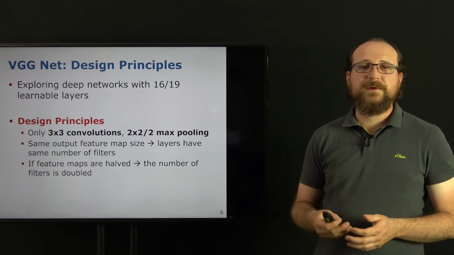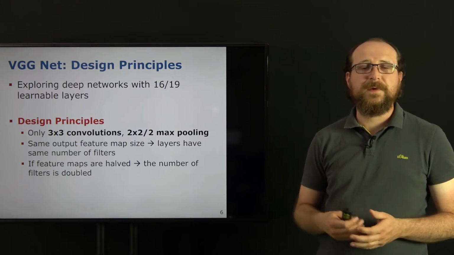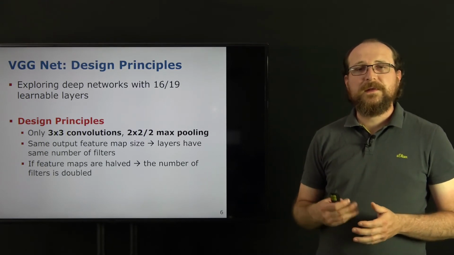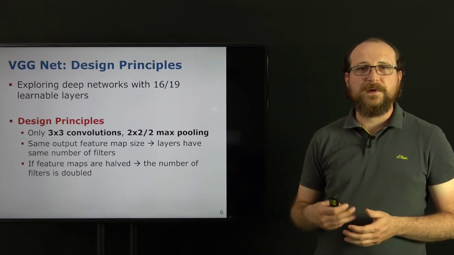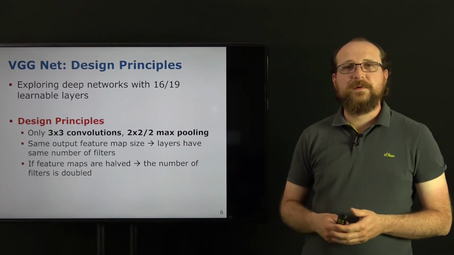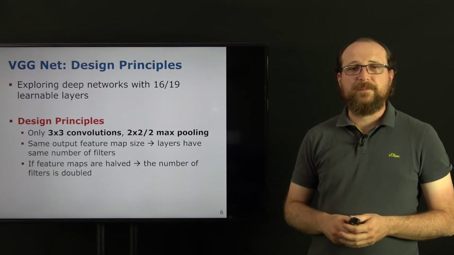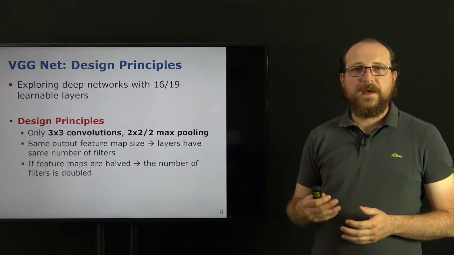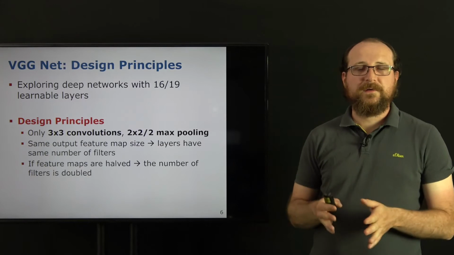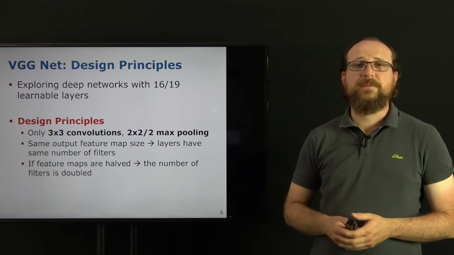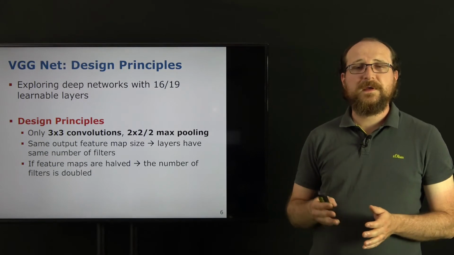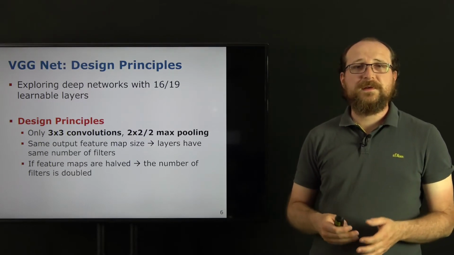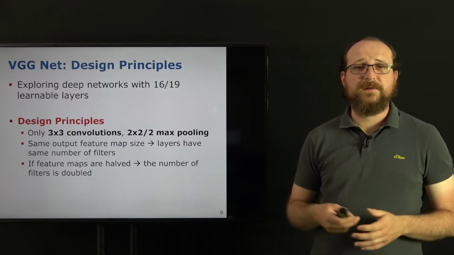And one design principle that they followed here was that for the same feature map size, so after or before a max pooling operation, the layers always have the same number of filters. So the output number of channels is always the same inside such a block. And then when a max pooling operation happens, which reduces the size of the feature map by 2, because the max pooling operations are here with stride 2, they use the double number of filters in the end. Which ensures that the volume of the feature map is basically the same in the end.